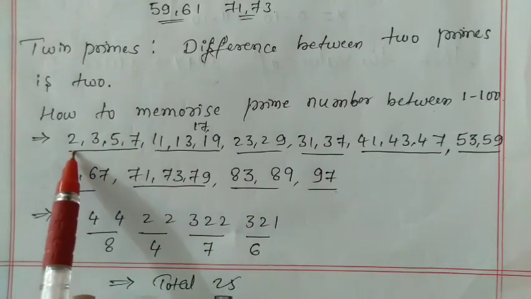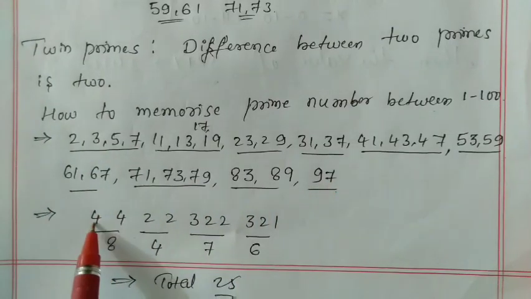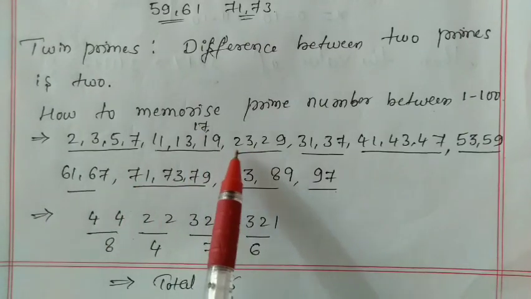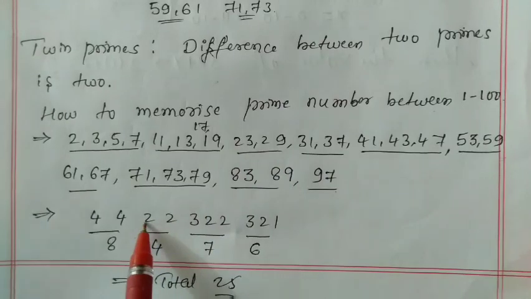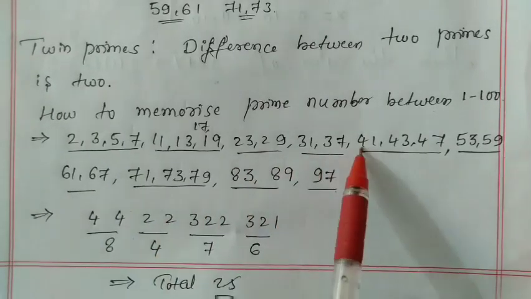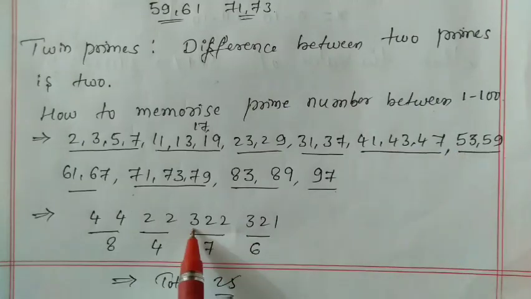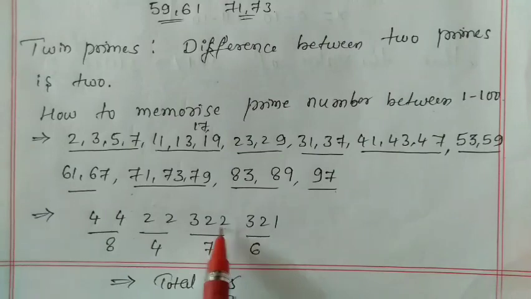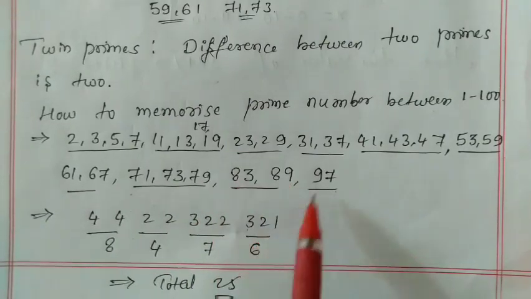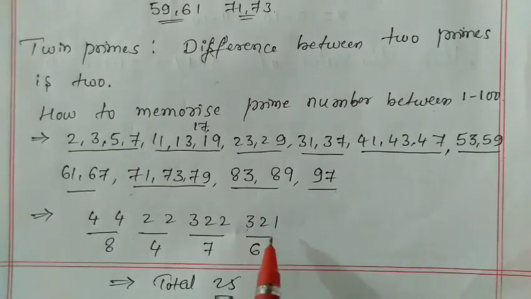Here from 1 to 10 there are 4 prime numbers. From 11 to 20 there are 4. From 20 to 30, 2 prime numbers. From 30 to 40 again 2 prime numbers. From 40 to 50, 3 prime numbers. 50 to 60, 2 prime numbers. 60 to 70, 2 prime numbers. 70 to 80, 3 prime numbers. 80 to 90, 2 prime numbers. 90 to 100, 1 prime number.